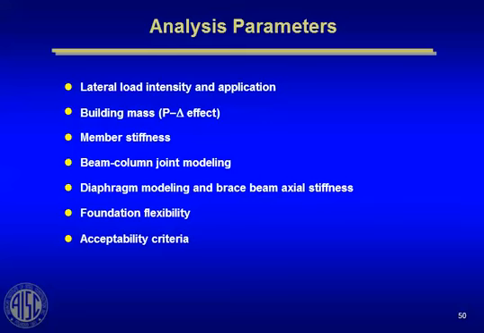Where do I get that? How big does it need to be? How do I apply it? Building mass is important when you're considering the P delta effect. P is the vertical load. P means mass. You've got to get the mass part in there. Member stiffness. What am I going to use for my EI of my members? Beam column joints. How am I going to model the beam column joints?